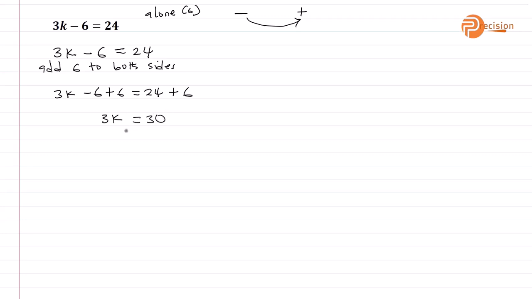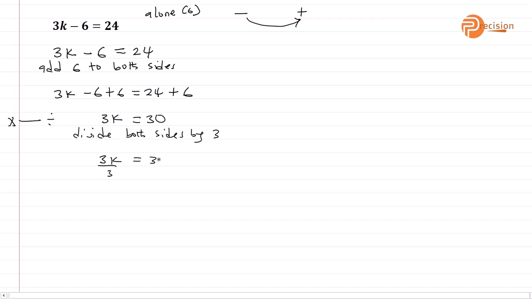So since we have 30 here, what do we do? We know that these ones are together, and when they are together in this sense, it means they are what? Multiplying. So what do we do? We divide. So divide both sides by the coefficient, which is 3. We now have 3k over 3 is equal to 30 over 3. These 3's here cancel out, and then k is equal to 30 divided by 3 is 10.